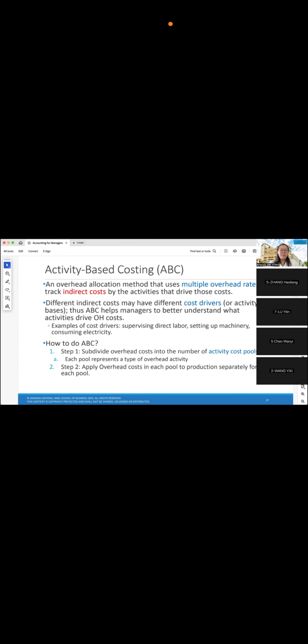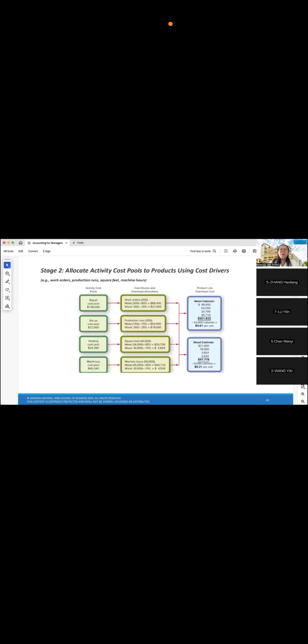Okay, for the purpose of the final exam, I would always give you the total cost per pool. I will not ask you to calculate the overhead cost, but that would be directly given to you. So you can simply focus on step 2 in the preparation of your final exam. Therefore, I'm going to only go through on this slide step 2 under ABC, which is to allocate activity cost pools to the different products.